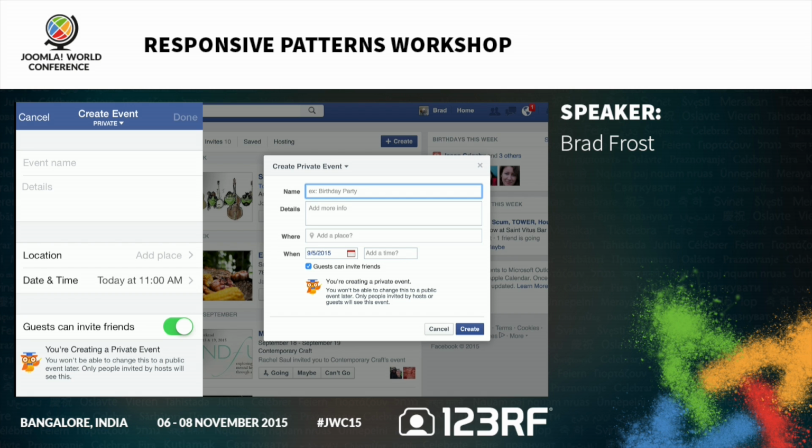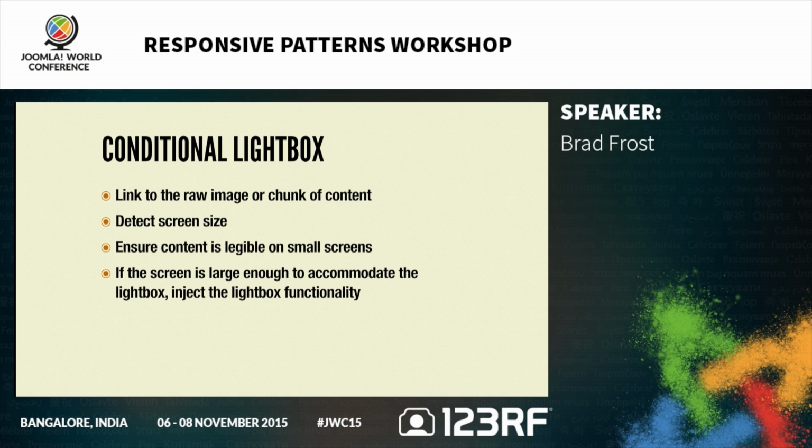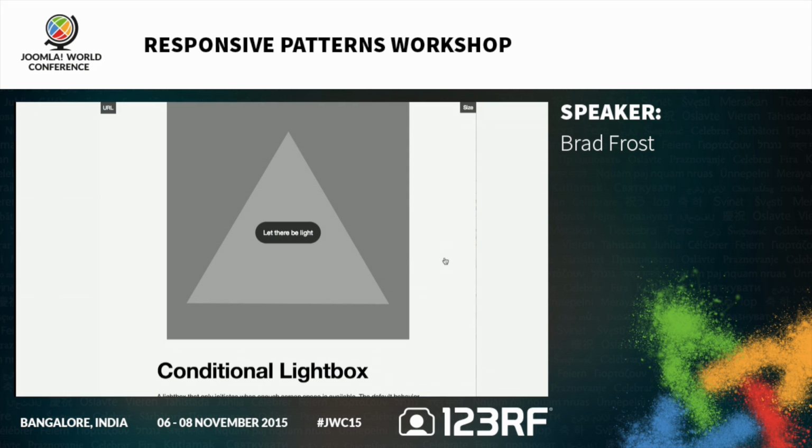What we can do is, first and foremost, use that same conditional loading technique we talked about earlier. By default, we link to that raw image, that infographic or whatever, or that chunk of content, that form or whatever. Then, if the screen is large enough to handle a light box, we include it. But by default, let's just link to that raw chunk of content, maybe open it in a new tab. So here's what that looks like.